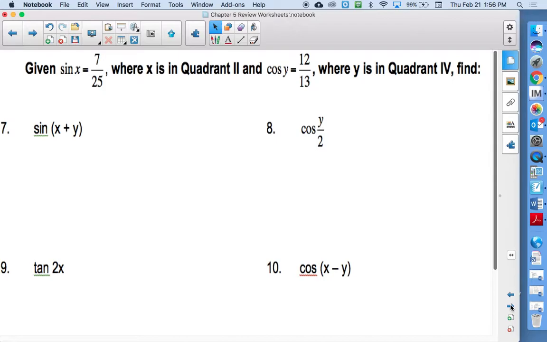So tomorrow, come with questions that you have, whether it's on these worksheets, the worksheet with the equations, or any of the other homework that we didn't get to that you still have questions on. This is the partner test due on Tuesday.